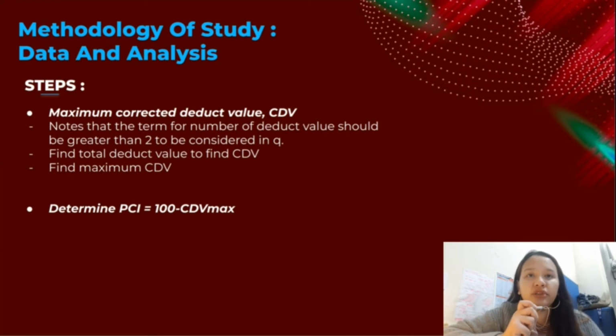Then, moving on to the maximum corrected deduct value, which is the CDV. Here, we need to note that the number of deduct values should be greater than 2 to be considered in q. Then, we need to find the total deduct value to find the CDV. After finding the CDV, we need to look at the maximum CDV so that we can use it in the PCI equation, which is PCI equals 100 minus CDV max.